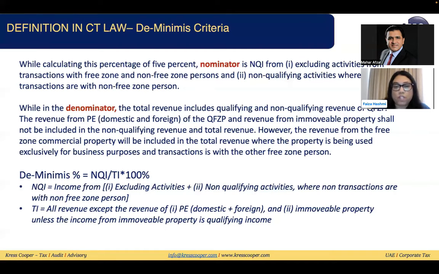The total income is all the revenue, but the only exclusions would be the revenue which we are earning from permanent establishments, domestic and foreign both, and from immovable property, unless that income is from immovable property that is classified as qualifying income.